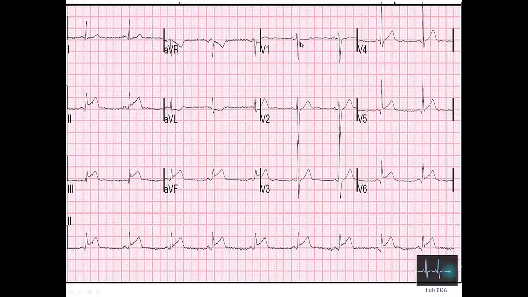Is this equal to or less than 3 small squares, or half a big block? Yeah, it's nice, it's slim, it's just the way it's supposed to be.